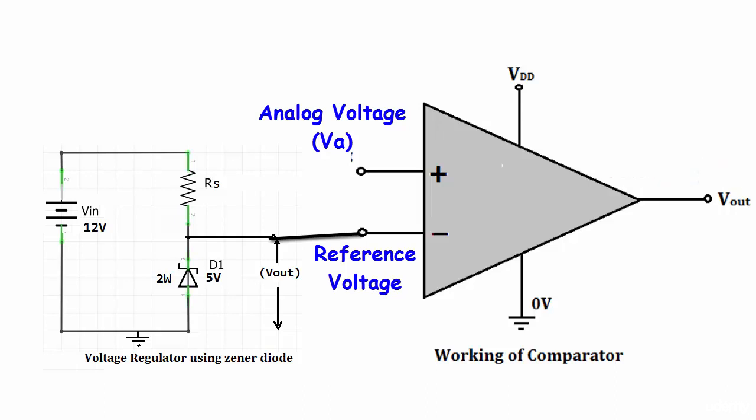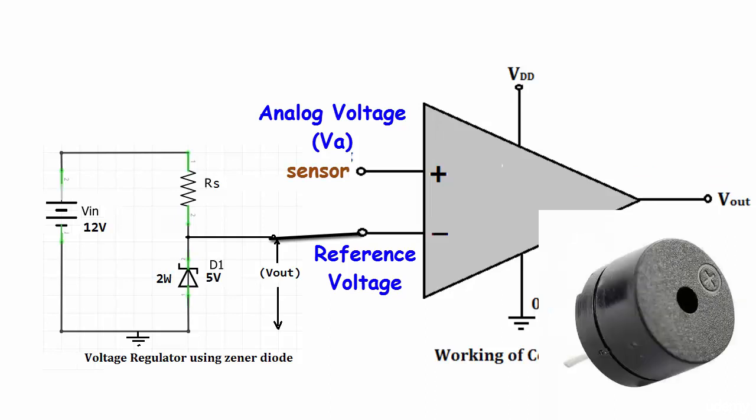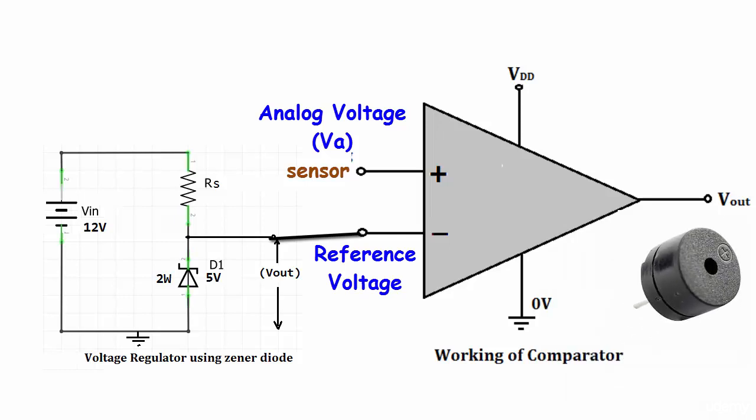Let's make more sense of it. Connect a sensor output to the non-inverting input and connect a buzzer to the output. So whenever the sensor value goes beyond this reference value, the alarm will start and you will get a signal that something is fishy.